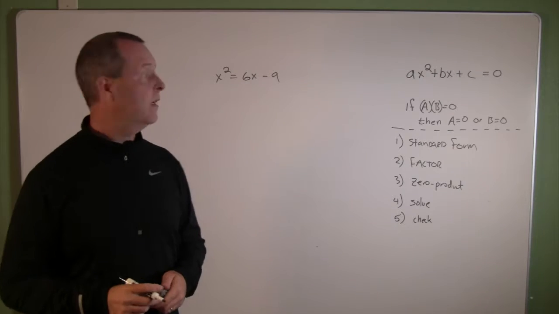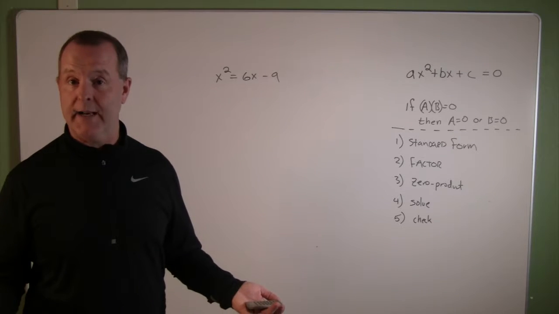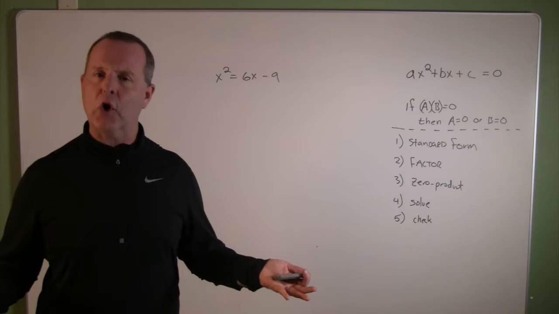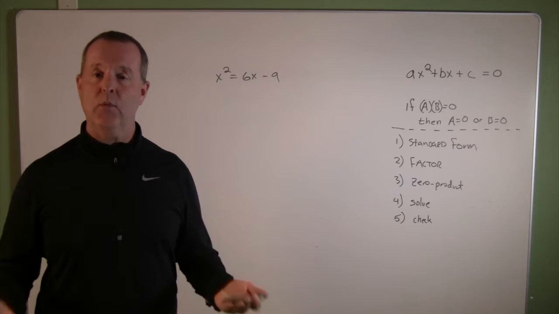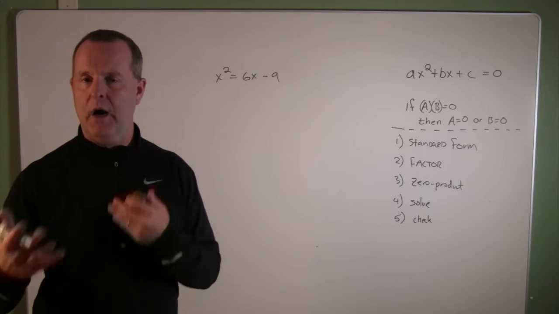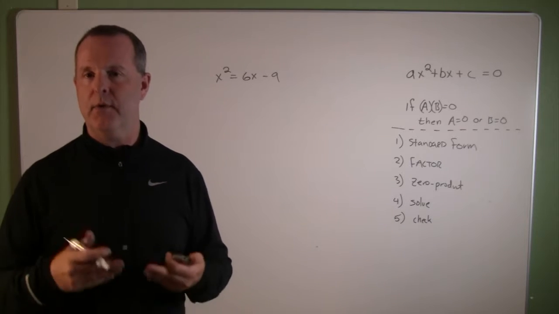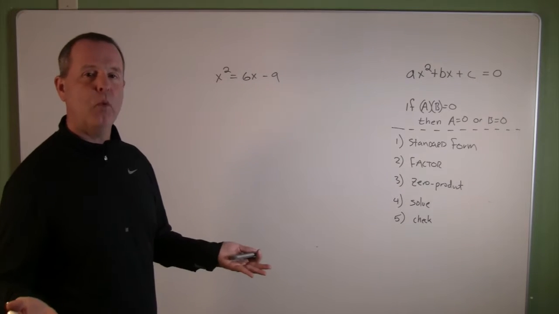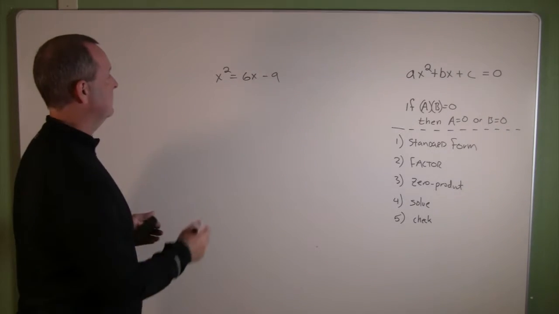Another quadratic here, or what appears to be a quadratic, x squared equals 6x minus 9. Basically, remember, our goal is to solve for x. And when we have a quadratic involved, our process really requires us going through a factoring route first before we find the solution. Step 1, rewrite it in standard form.